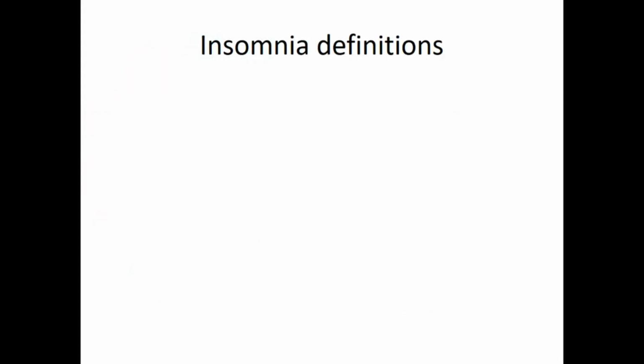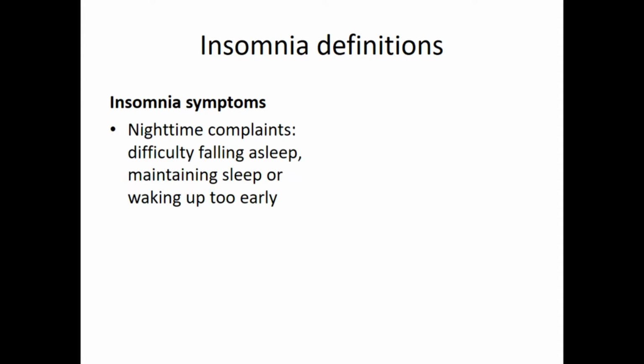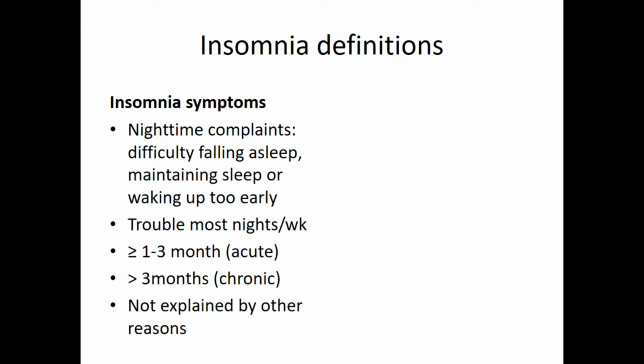So what do we mean by insomnia? There's some terminology that can get a little fuzzy and a little bit confusing. Insomnia symptoms basically means that you have difficulty either getting to sleep, staying asleep, or waking up too early. When we talk about insomnia, there's also time definitions of how long these complaints have to have been going on. Typically, we call it acute insomnia when it's less than 3 months, and chronic insomnia when it's been going on for more than 3 months.